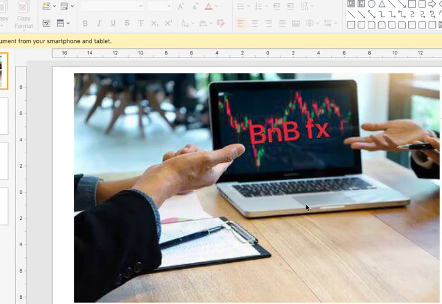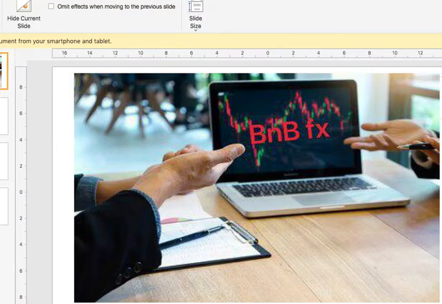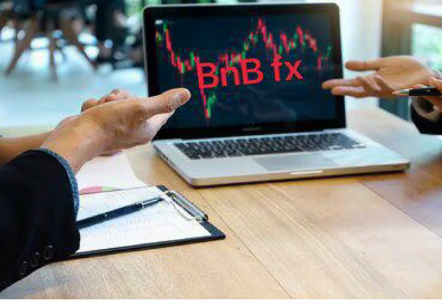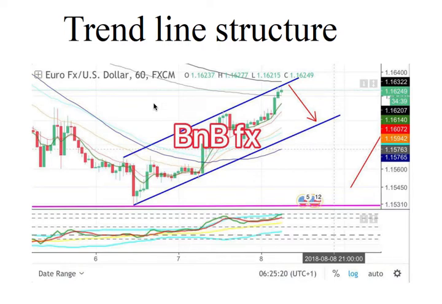Yeah, let's start with this. So the first structure is actually a simple ascending trend line structure. Let me make this easy. This is something very simple. If you know how to draw out the trend line structure, then you will know how to do this.